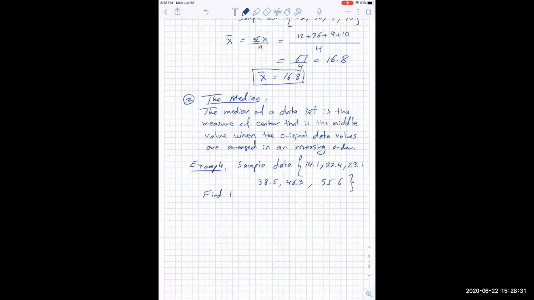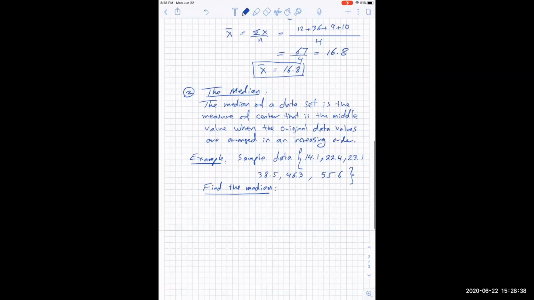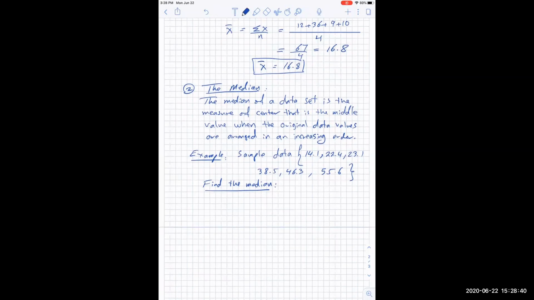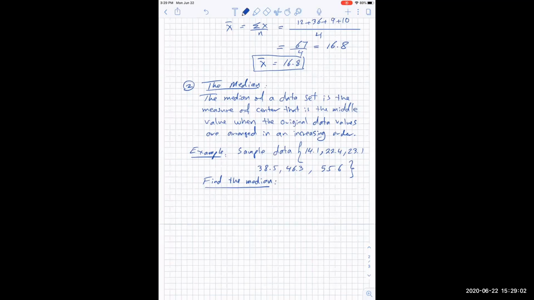Find the median. Okay, so finding the median, I check: is my data set already ordered in increasing order? Yes, 14, 22, 23, 38, 46, 55. So I do not change the order of the data values. It's already been ordered.